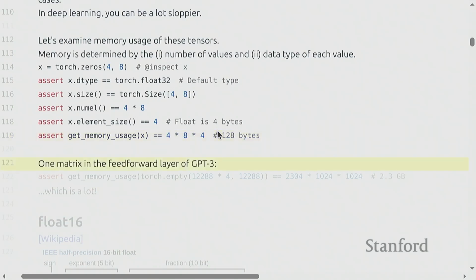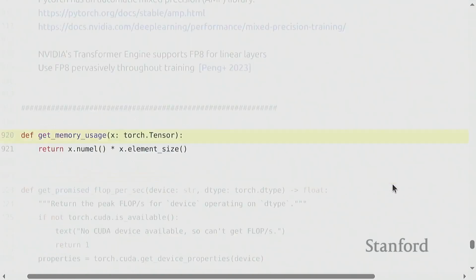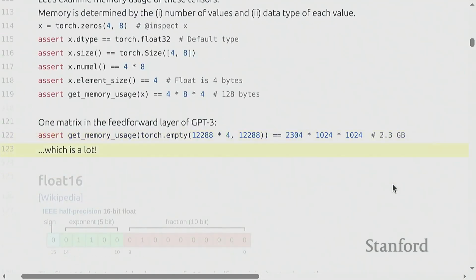And just to give some intuition, one matrix in the feed-forward layer of GPT-3 is this number by this number, and that gives you 2.3 gigabytes. Okay, so that's one matrix, these matrices can be pretty big. Okay, so float 32 is the default, but of course, these matrices get big, so naturally you want to make them smaller, so you use less memory. And also it turns out if you make them smaller, you also make it go faster too.